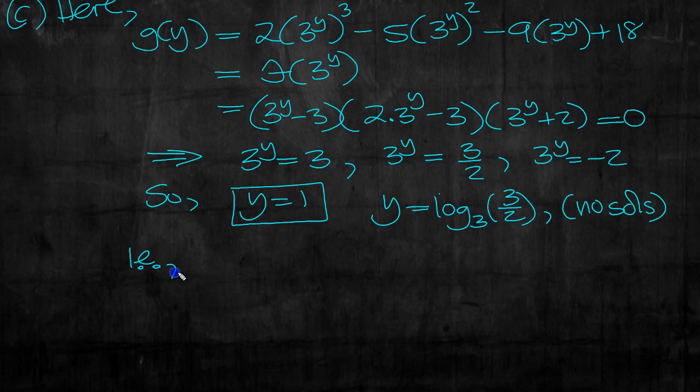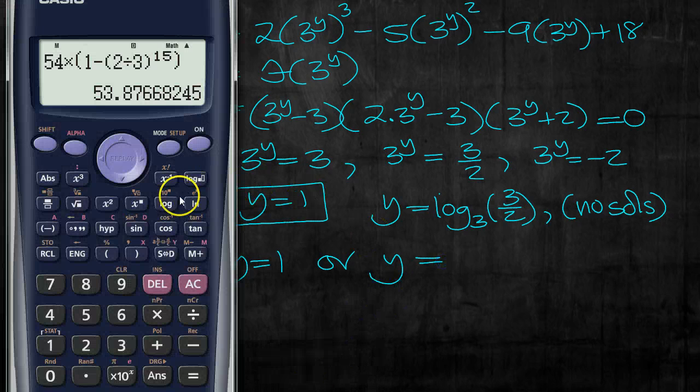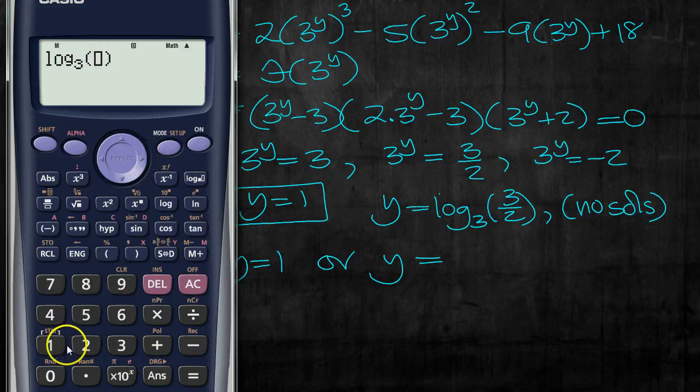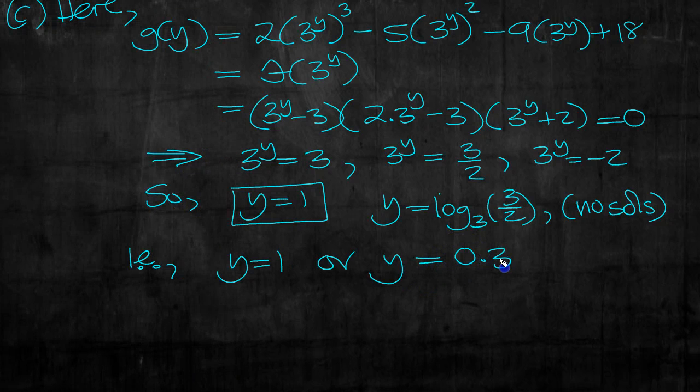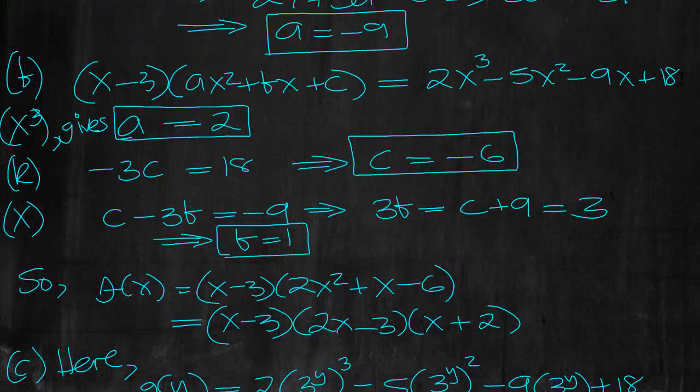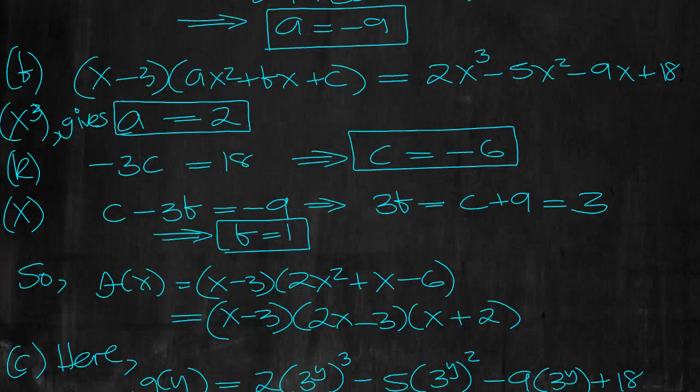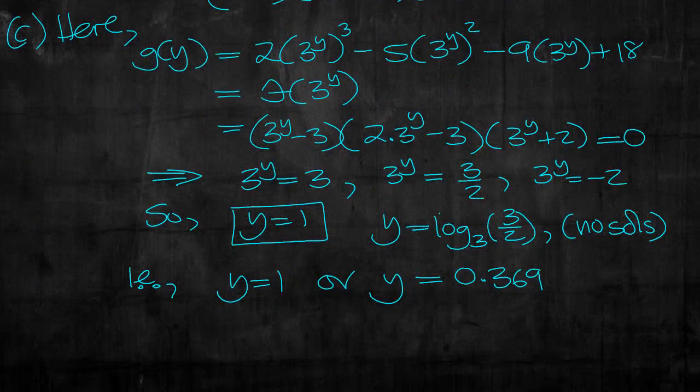So, i.e., y is equal to 1 or y is equal to, so let's type that in the calculator then, log base 3 of 1.5 or 3 over 2, to 3 dp, 0.369. Now let me just check if it was 2 or 3 dp. Let's go back up, 2 dp, so that would be 0.37, wouldn't it?